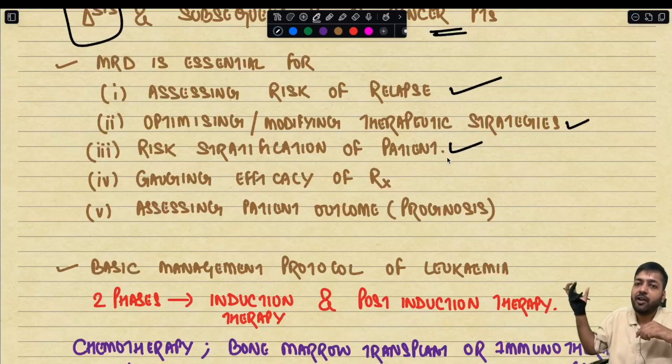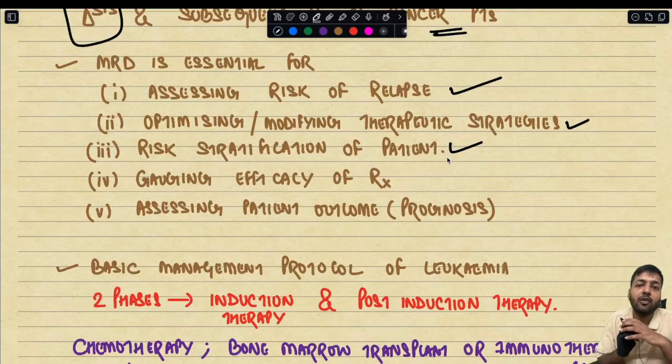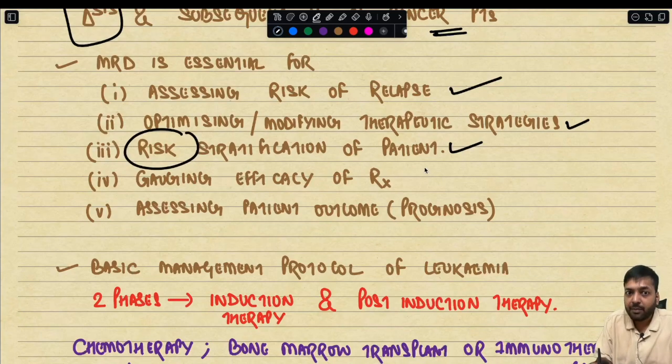So you have given one treatment to 3 acute leukemia patients. Out of 3 patients, 1 is MRD negative, 1 has intermediate levels of MRD, and 1 has a very high level of MRD. Okay, one is MRD positive, one is MRD negative, one is in between. So those 3 patients will have different risks of relapse. So measuring MRD helps in risk stratification of the patient.